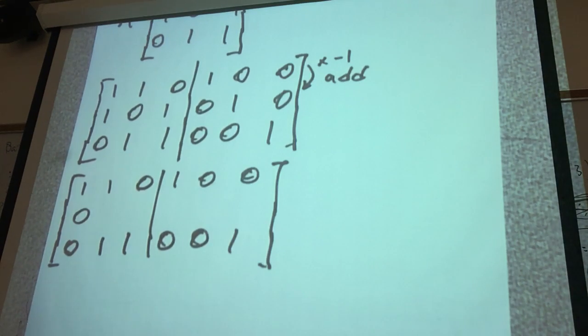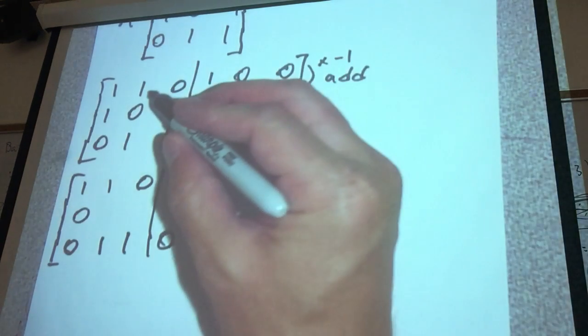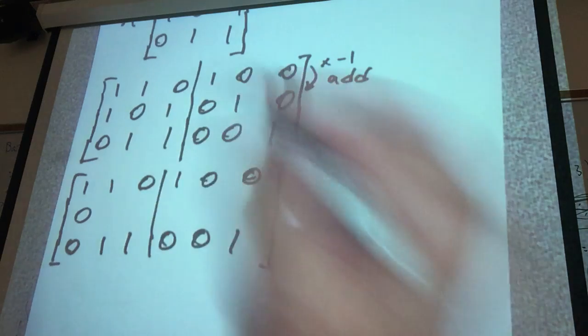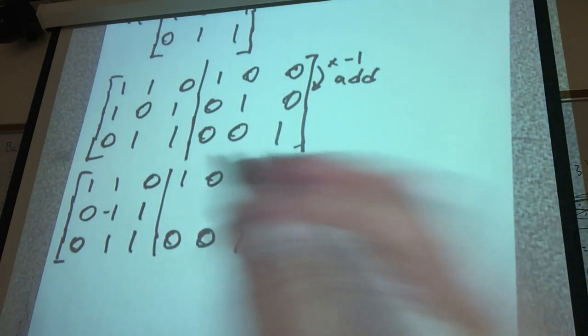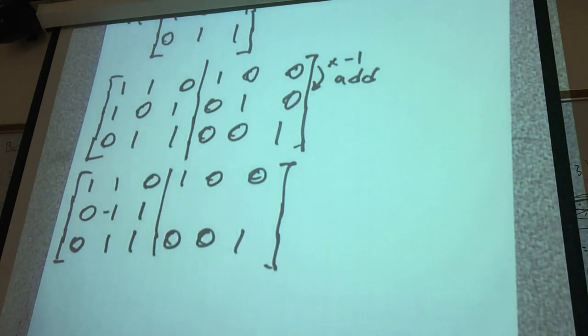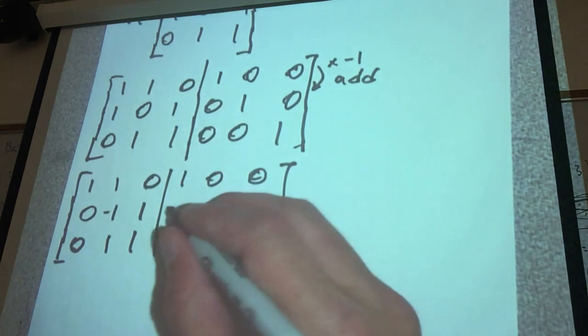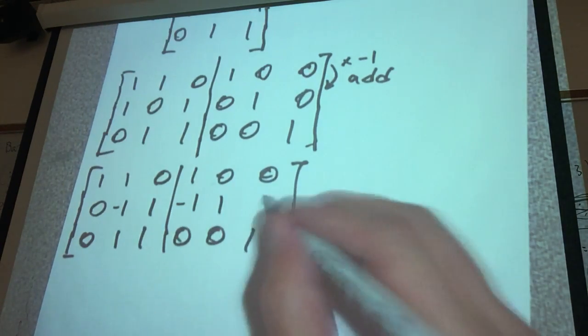Okay. Now taking this component right here, multiplying by -1 and adding downwards, that's -1. This one's not going to be influenced because multiplying 0 by -1 doesn't do anything. And so this would be a -1, a 1, and a 0.